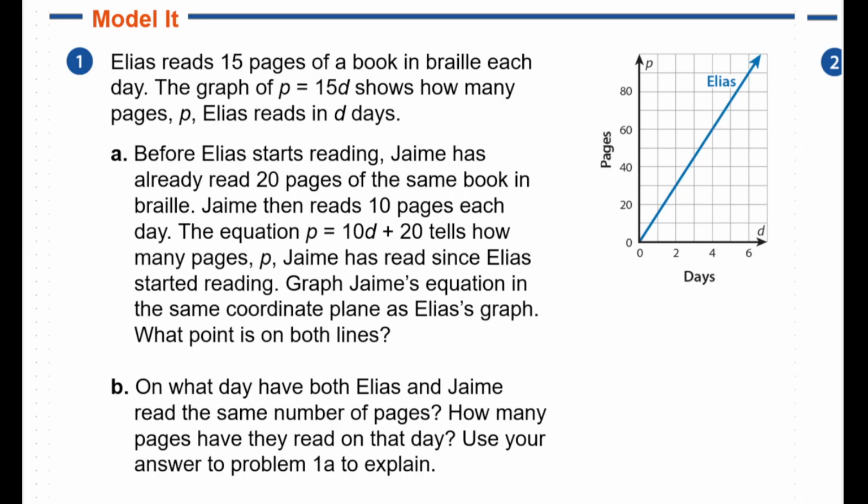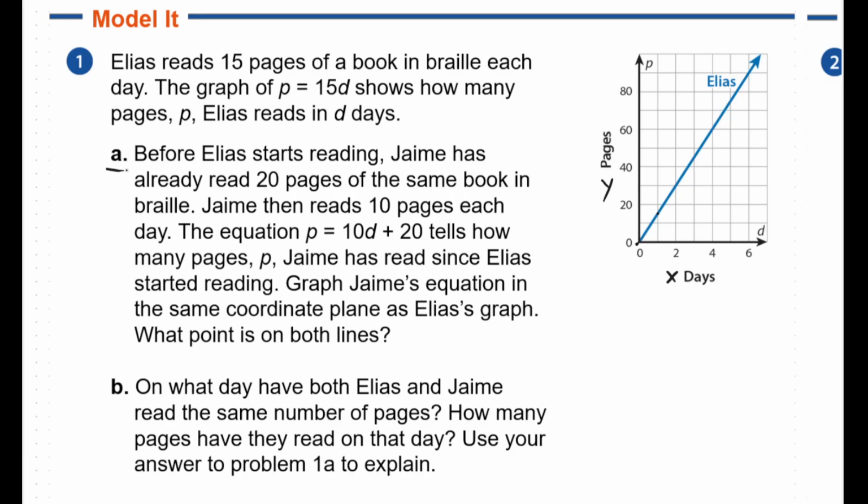So here's our graph. We have days on the x-axis and we have pages on the y-axis. And Elias is starting at (0, 0), which means on day 0 he's read 0 pages. And then every day he reads 15 pages. So this would be the point (1, 15) right here. And then this would be 2 days, he's read 30 pages, right? Which makes sense. If you're reading 15 pages a day, in 2 days you read 30 pages.